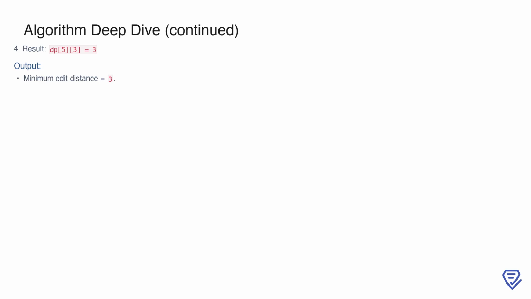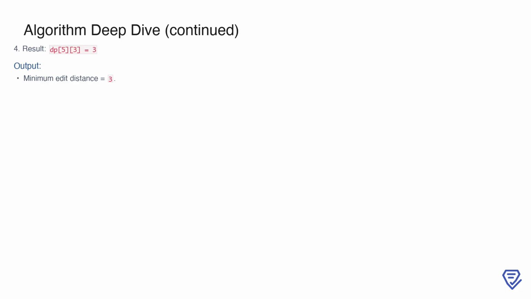For word1 equals horse and word2 equals rose, the value in DP[5][3] is 3. This means the minimum edit distance between the two strings is 3. Therefore, it would take 3 operations to transform word1 into word2. In this case, the operations could be deleting H, substituting E with O, and deleting the final E.